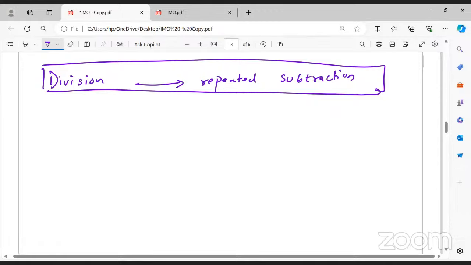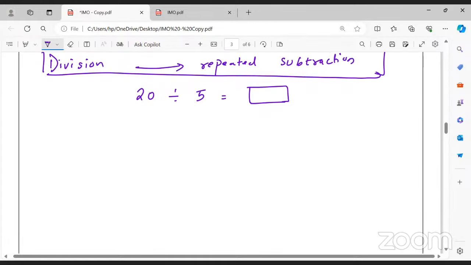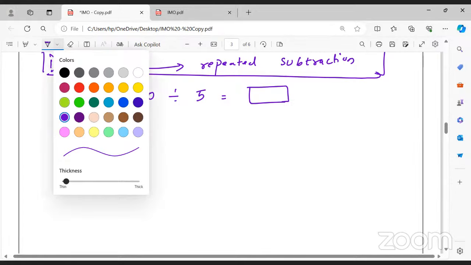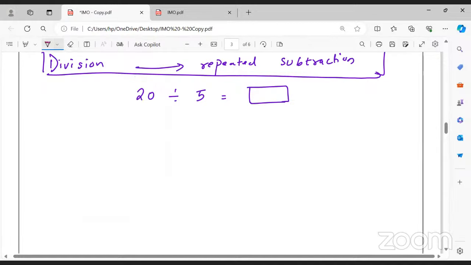If I say 20 divided by 5 is equal to what? And you have to show your answer doing repeated subtraction. How are you going to do that? Very good. 5 minus 5 minus 5. No, Hitesh, I don't think you are correct here. 20 minus 5 minus 5. Okay, Satvik, I understood what you are trying to say. So here actually, we go on writing like this.